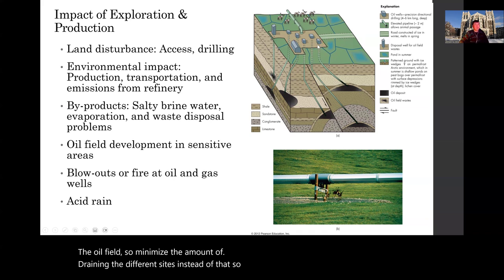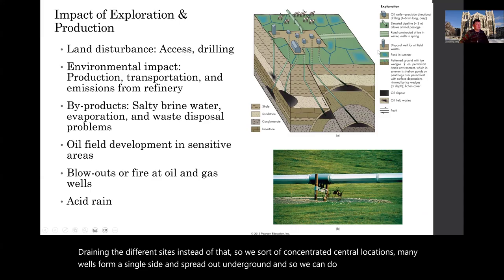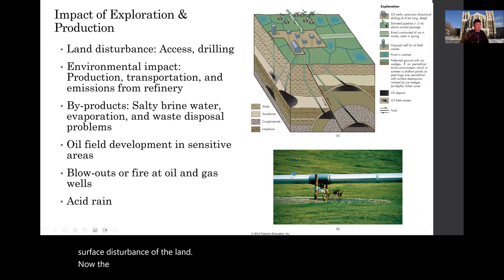So, sort of concentrated central locations, many wells from a single site spread out underground. And so we can do that, minimizing the surface disturbance of the land. Now, the second kind of thing is transportation.